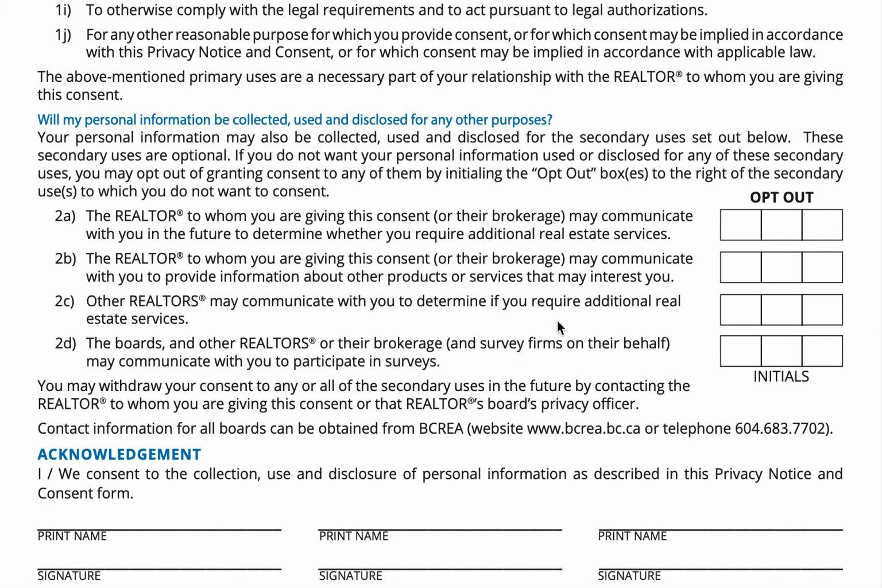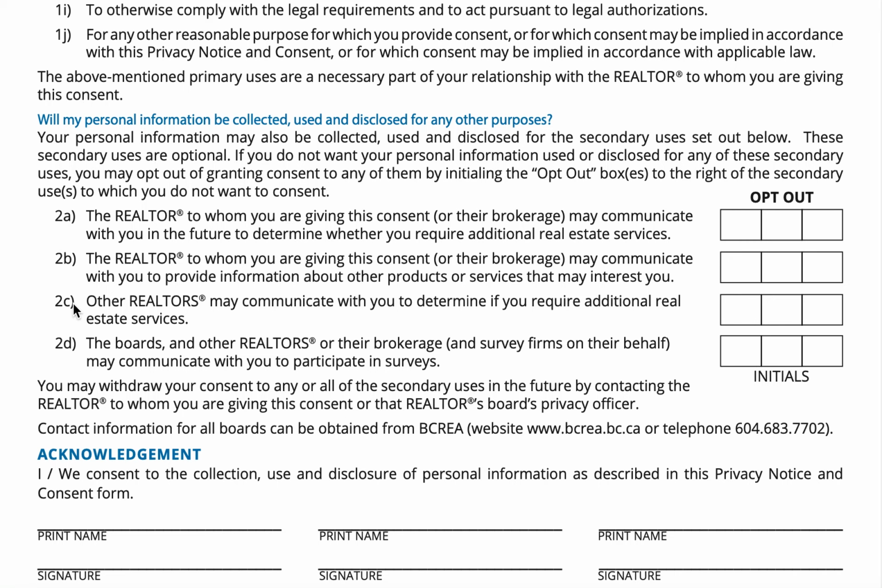The 2nd page is what are called opt-outs. So these are if you don't want any of these things, A, B, C, or D, to happen, you can initial. I have never had anybody initial A or B, but you can have a read through them.